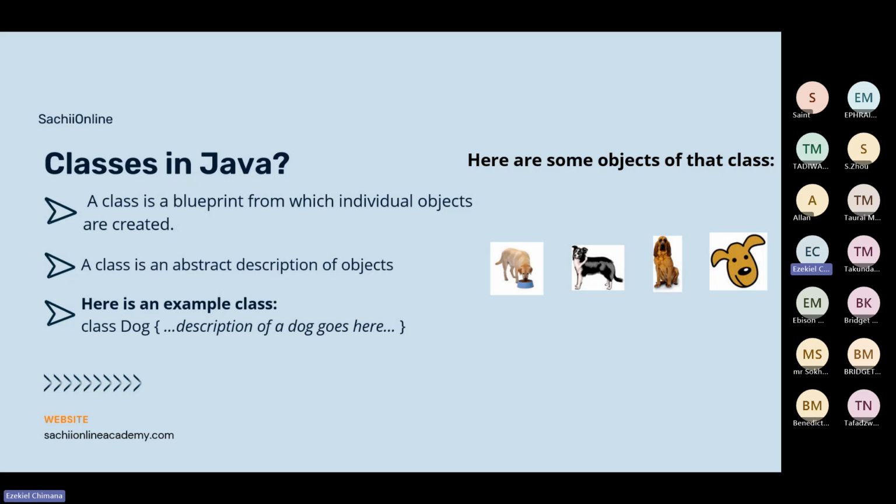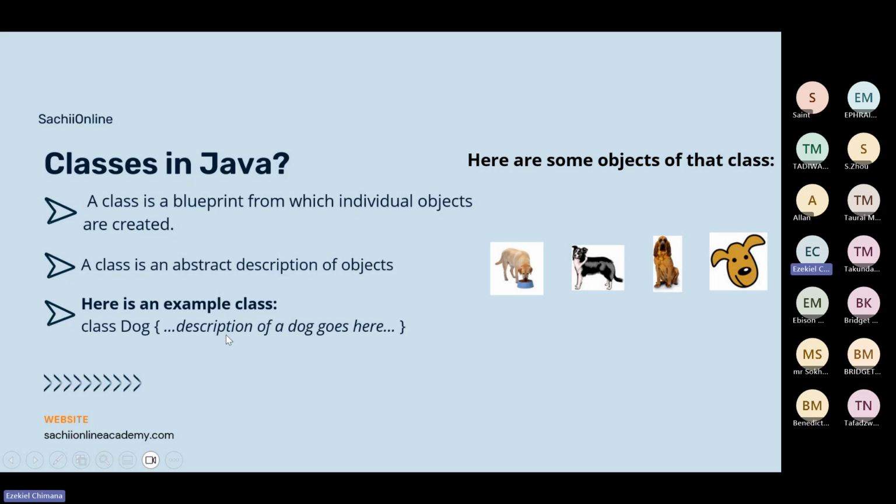But in other words, that's what we call a class. It's just an abstract description of objects, just like that. I think it can make sense that way. And this one is an example of a class Dog, and the description of a dog goes inside this.